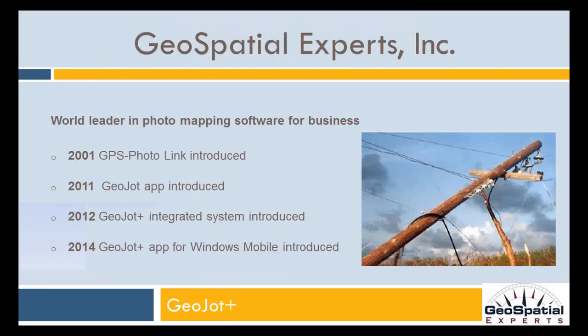Geospatial Experts is the world leader in photo mapping software for business. 14 years ago, in 2001, Geospatial Experts introduced PhotoLink Pro, which pioneered photo-based data collection and mapping. PhotoLink Pro's power and functionality has been incorporated into GeoJot Plus. In 2011, we introduced the GeoJot app for Apple and Android, and the app has been field proven by thousands of users. Then in 2012, Geospatial Experts introduced the integrated GeoJot Plus system with significant new app, cloud, new desktop processing, and new report writing and new mapping capabilities.